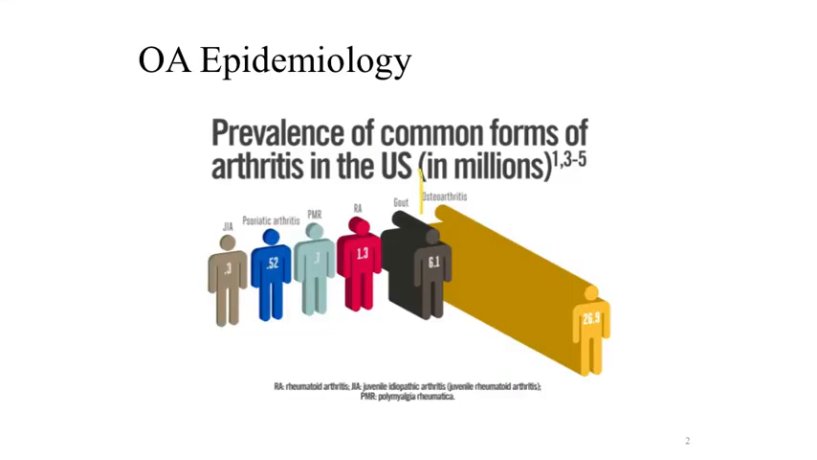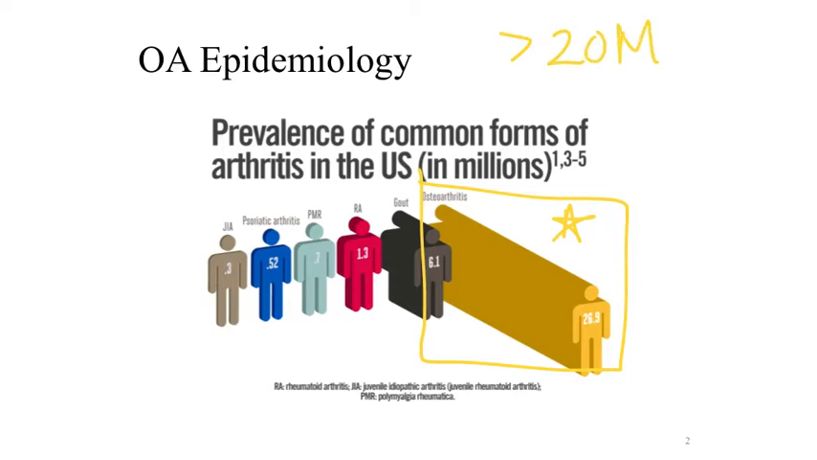Osteoarthritis is by far and away the most common form of arthritis in the US. It affects at least 20 million people. Its incidence increases with age. By the time you get to age 65, up to 90% of people have at least some evidence of OA. At earlier ages, OA tends to be more common in men, and at older ages, it tends to be more common in women. OA is the leading cause of total hip and total knee replacement surgeries.